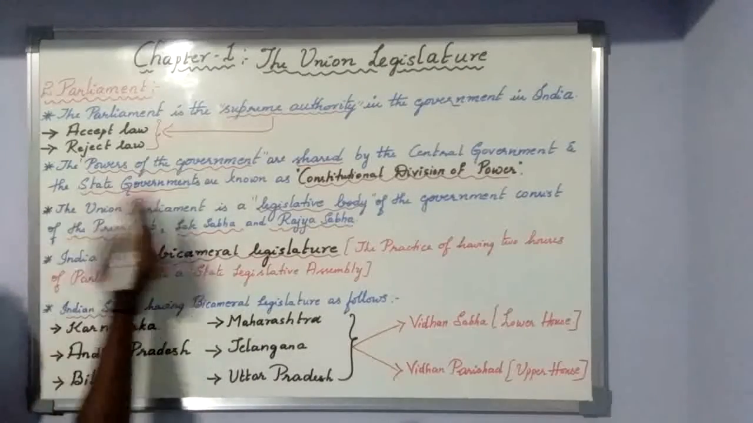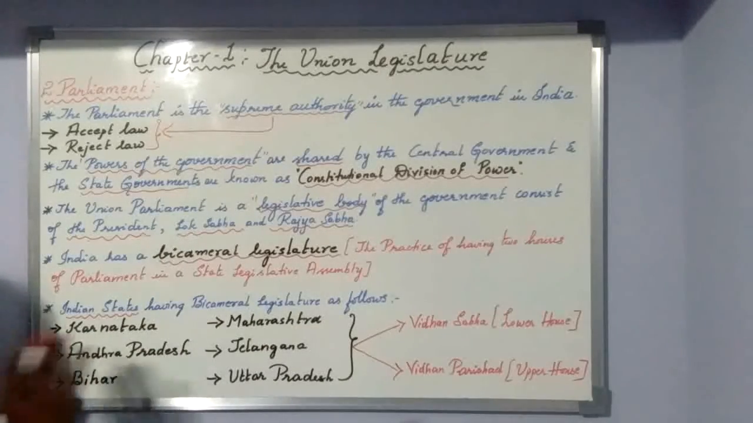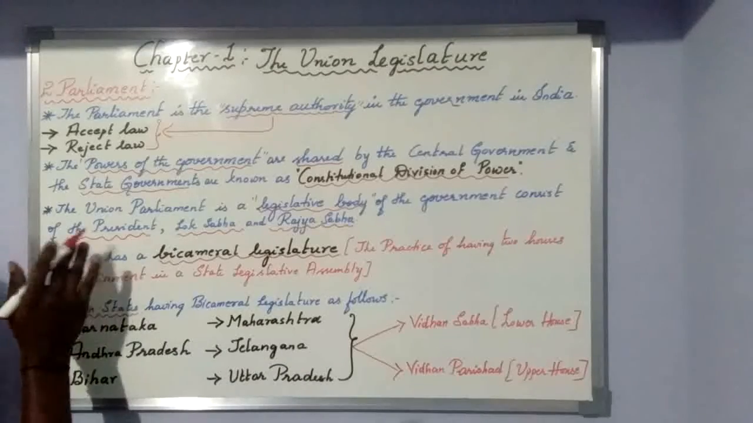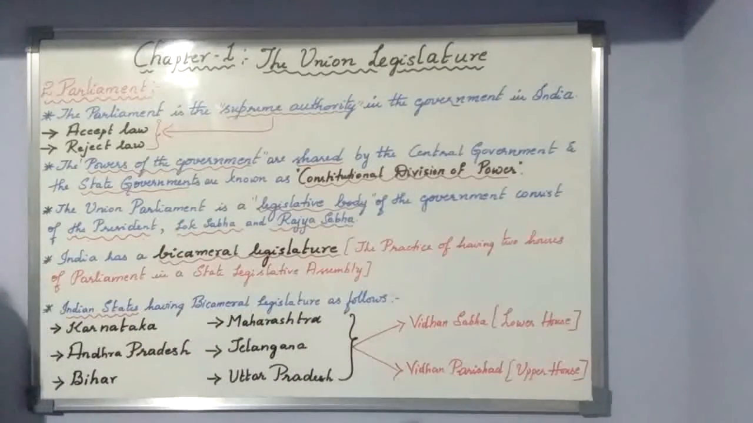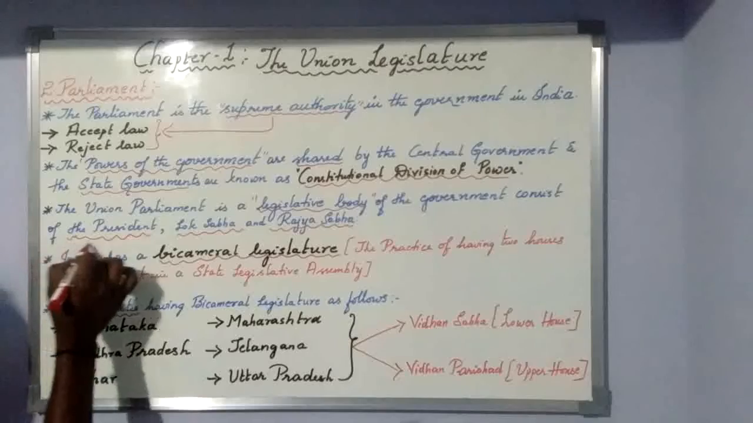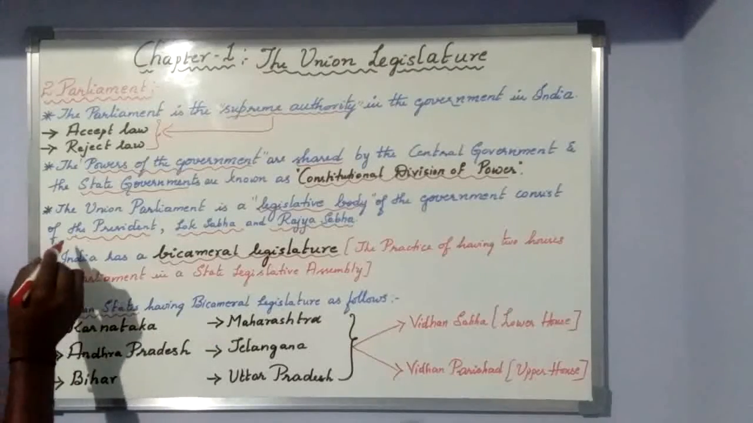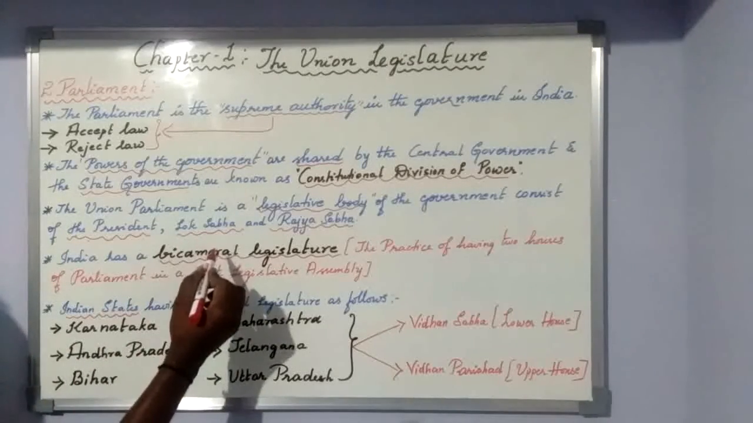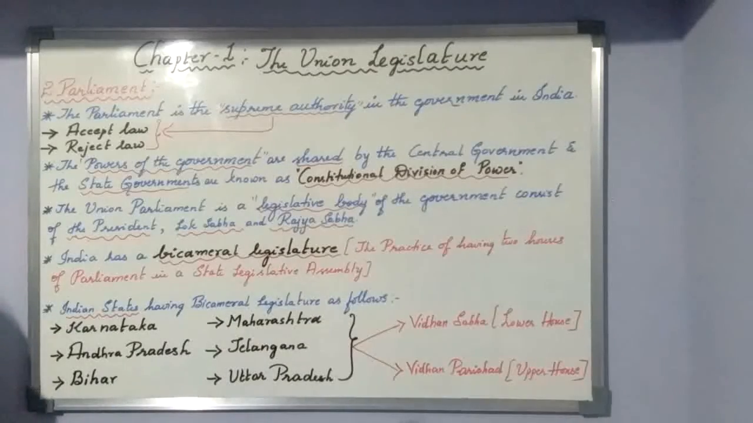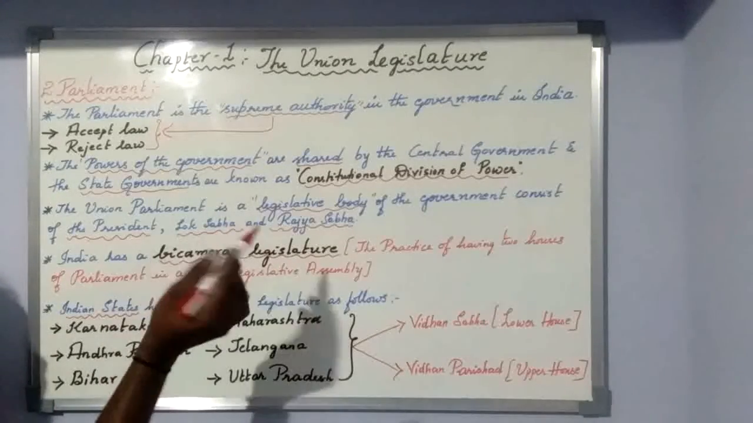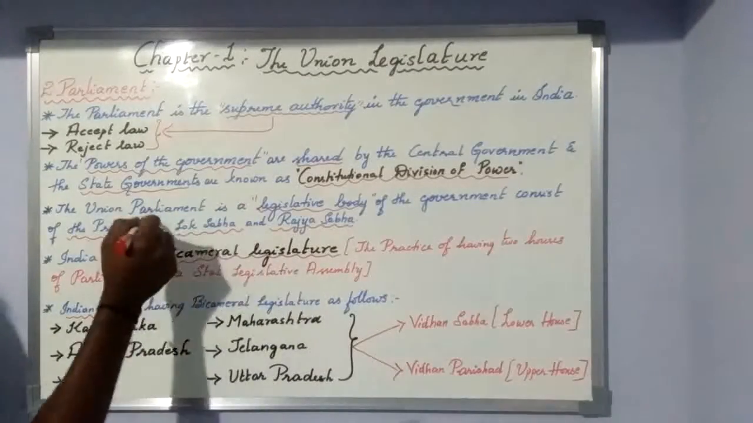If you write only Lok Sabha, Rajya Sabha, the answer is wrong. If you write only the President and Rajya Sabha, the answer is incomplete; you have to write all three. Or you can write the President and two houses of the Parliament. Instead of writing Lok Sabha, Rajya Sabha, you can write two houses of the Parliament also, in the definition.